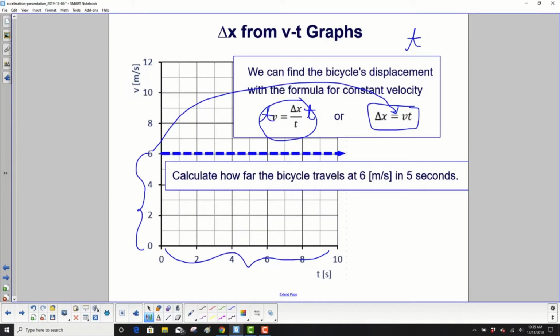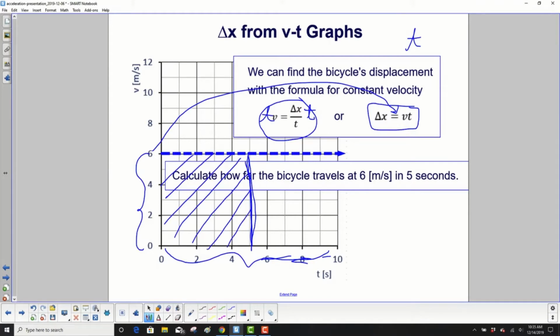So looks like I made this parenthesis a little too far. We want to stop at 5 seconds. That's actually a common error, so I'm glad I showed that to you by accident. We want to find this area of the rectangle. So that's going to be v times t.